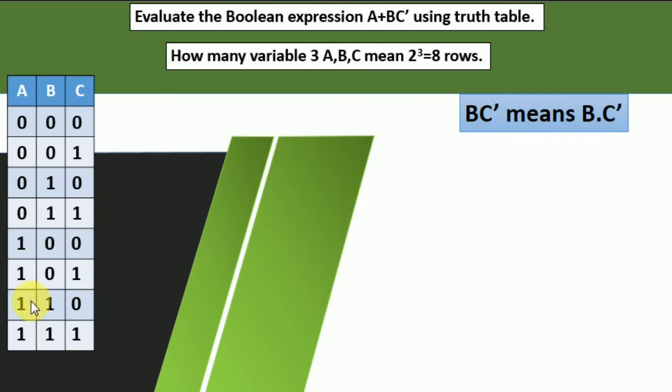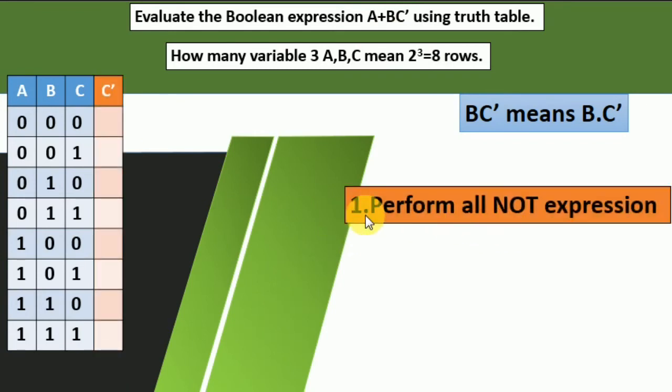We have to use these values to find out the result. And the result is A plus B C complement. We have to find out this. Next, you know the format: perform all NOT expressions first. First NOT. How many NOT are there? Only one, C complement. So put C complement like this and convert all the values of C to complement.